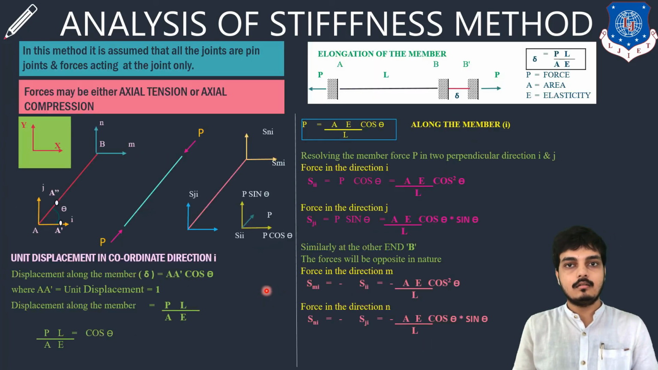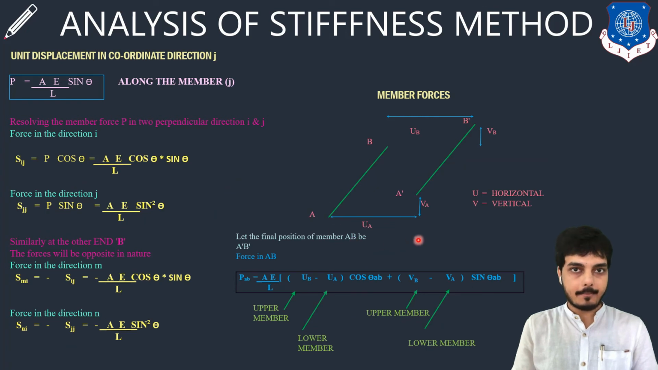So what we did till now: we have taken an assumed figure in which there is the I joint and the J joint, the A joint and the B joint, and we have taken the I force direction and J force direction. So we have to find the unit displacement in the I direction and also in the J direction, and the respective stiffness coefficients have been found out, and then we found our member forces.